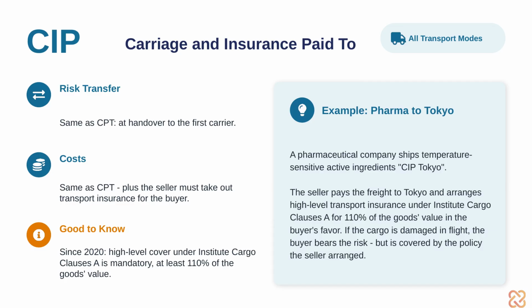An example. A pharmaceutical company ships temperature-sensitive active ingredients CIP Tokyo. The seller pays the freight to Tokyo and arranges high-level transport insurance under Institute Cargo Clauses A for 110% of the goods value in the buyer's favor. If the cargo is damaged in flight, the buyer bears the risk, but they're covered by the insurance policy the seller arranged.